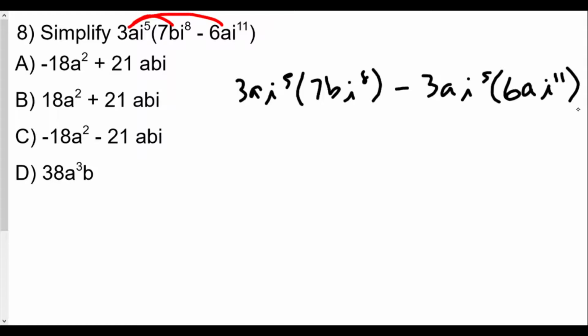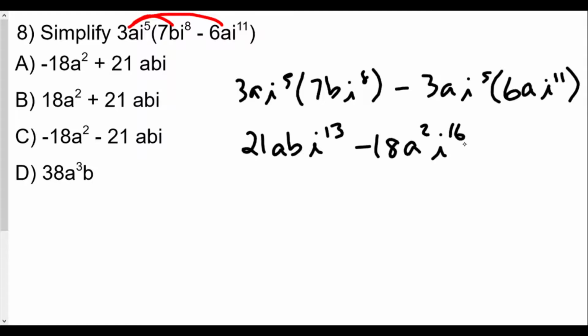So we're going to multiply here. Now, the 3 times 7 gives us 21. And a times b is just ab. And i to the 5th times i to the 8th, well, we multiply two numbers with the same base, we keep the base and we add exponents. Same thing here. 3 times negative 6 is negative 18. A times a is a squared. And then i to the 5th times i to the 11th is i to the 16th power. But we don't have anything that looks like this.